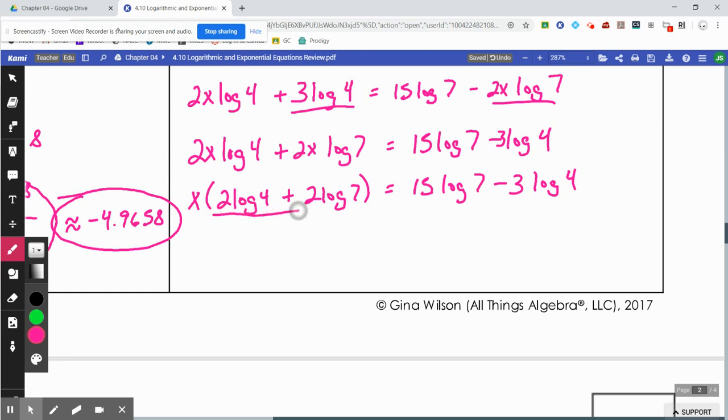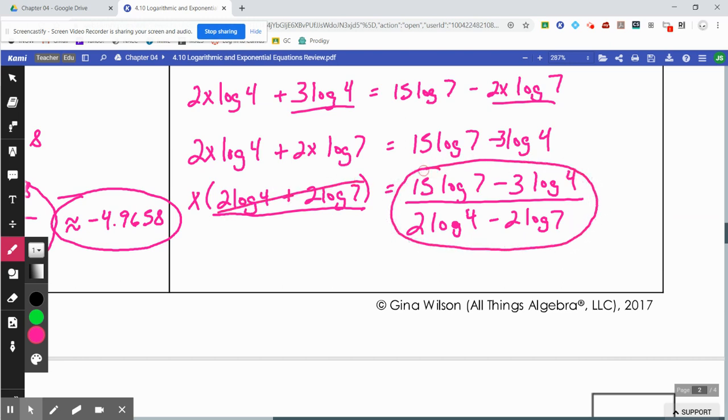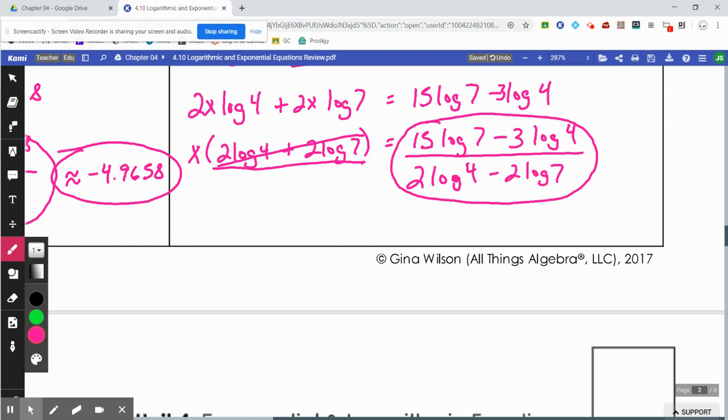Last step, since this is being multiplied by x, we are now going to divide by it. So divided by 2 log 4 minus 2 log 7. Mark that out. So this is what x is equal to. And again, all the coefficients can be moved up to the exponents, and that's going to be approximately 3.7557.